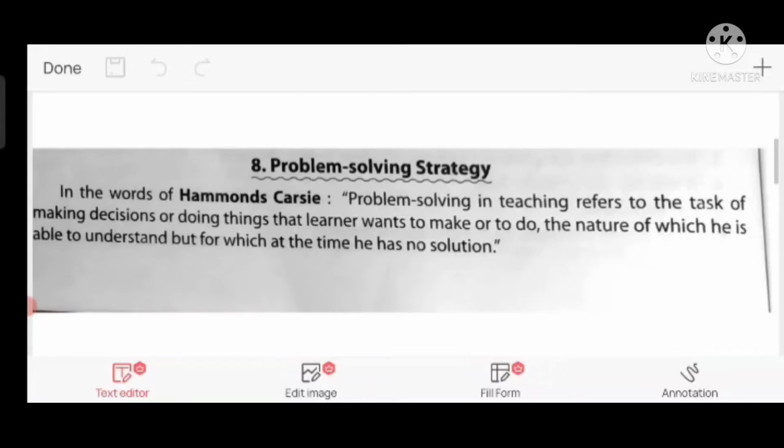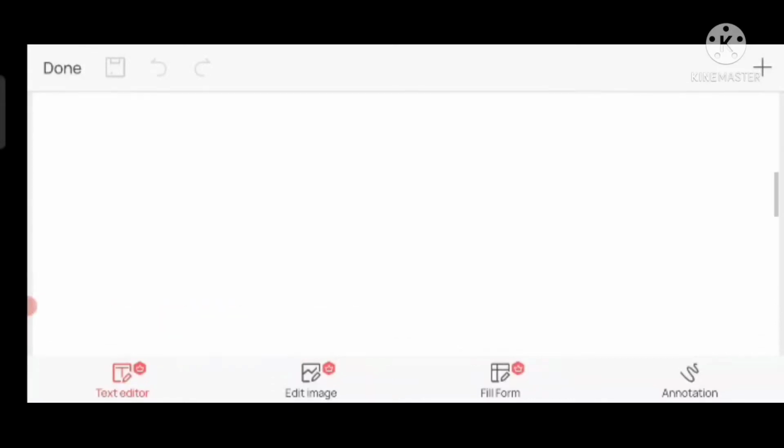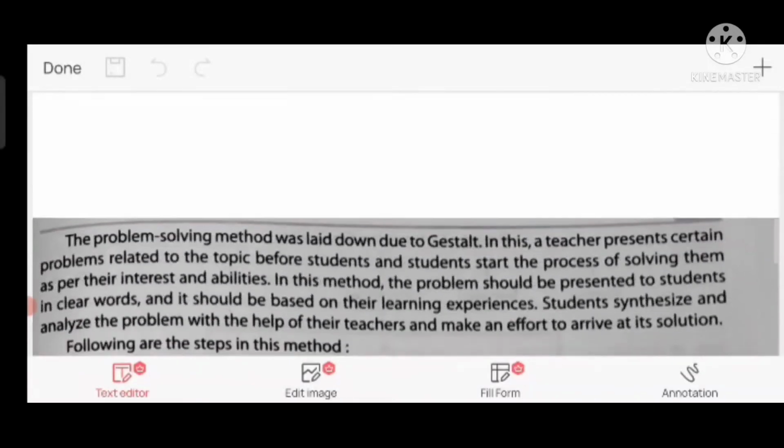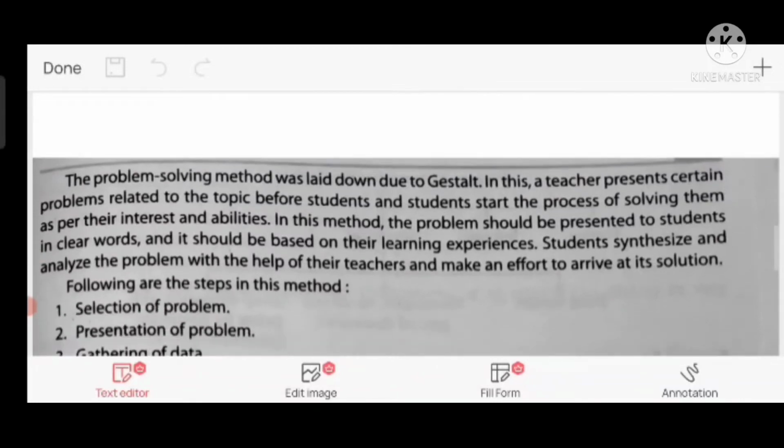Means the best way to train the mind is to confront it with real problems and to give it the opportunity and the freedom to solve them. The problem solving method was laid down due to Gestalt.